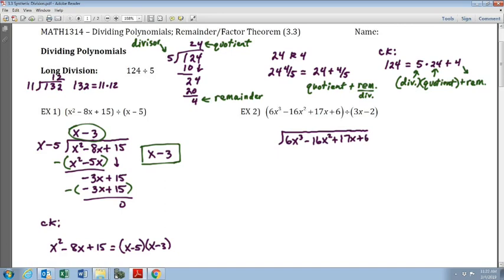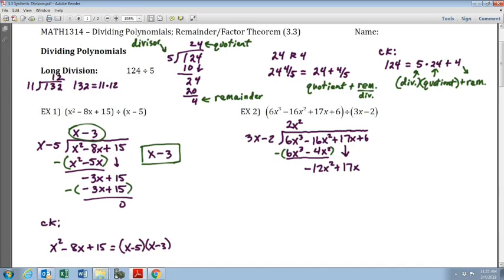Alright, so we'll set it up again the same way, and we'll ask ourselves what times 3x is going to give us this 6x cubed, and that would be 2x squared. 2x squared times 3x is 6x cubed, and 2x squared times the minus 2 is a minus 4x squared. And so we'll subtract that from what's above. We've got 6x cubed minus 6x cubed, which is 0, and negative 16x squared minus a negative 4x squared. That becomes negative 16x squared plus 4x squared, which is negative 12x squared. And let's go ahead and bring down the 17x.